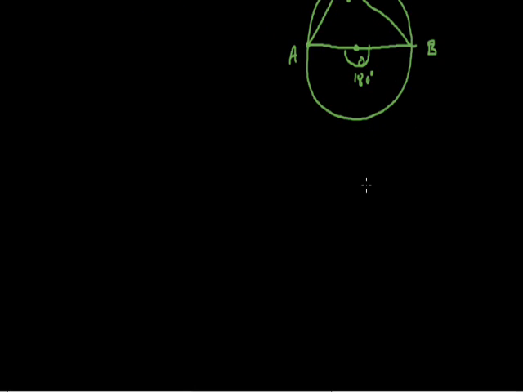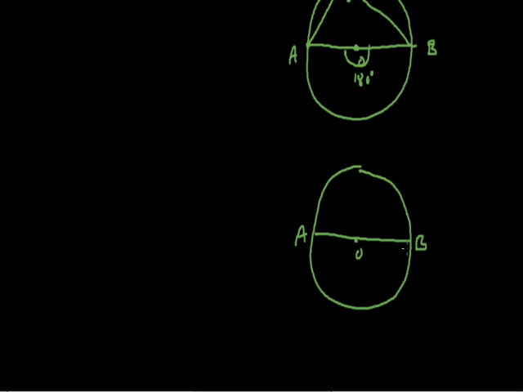So to prove this, again let's say we draw a circle, and let's say this is the center of the circle O, and there is a chord which is passing through the center of the circle, becoming the diameter of the circle. So what we have to prove?